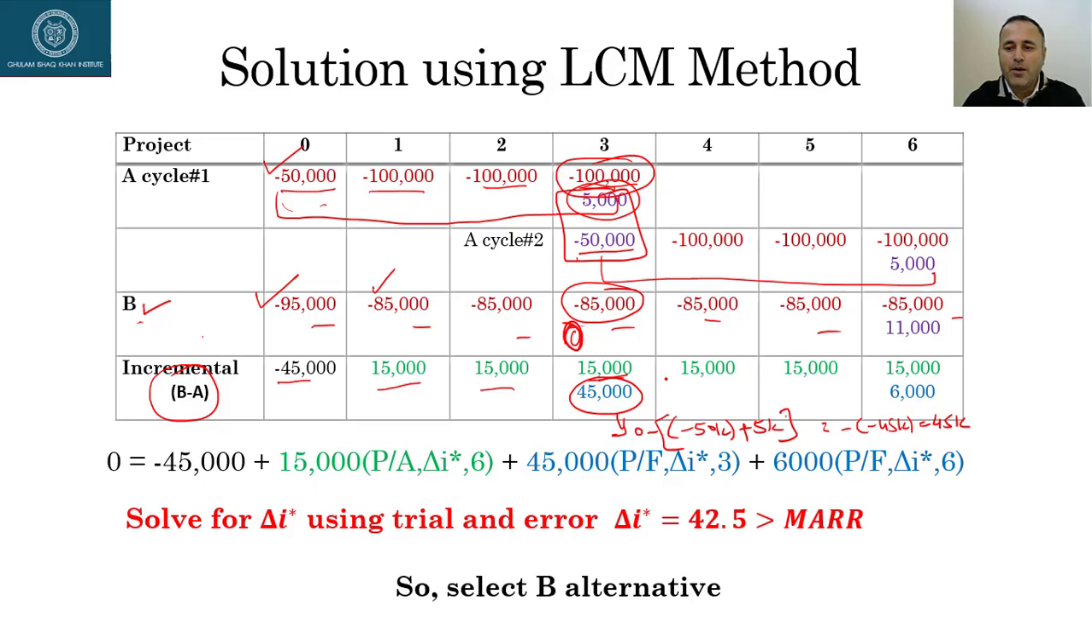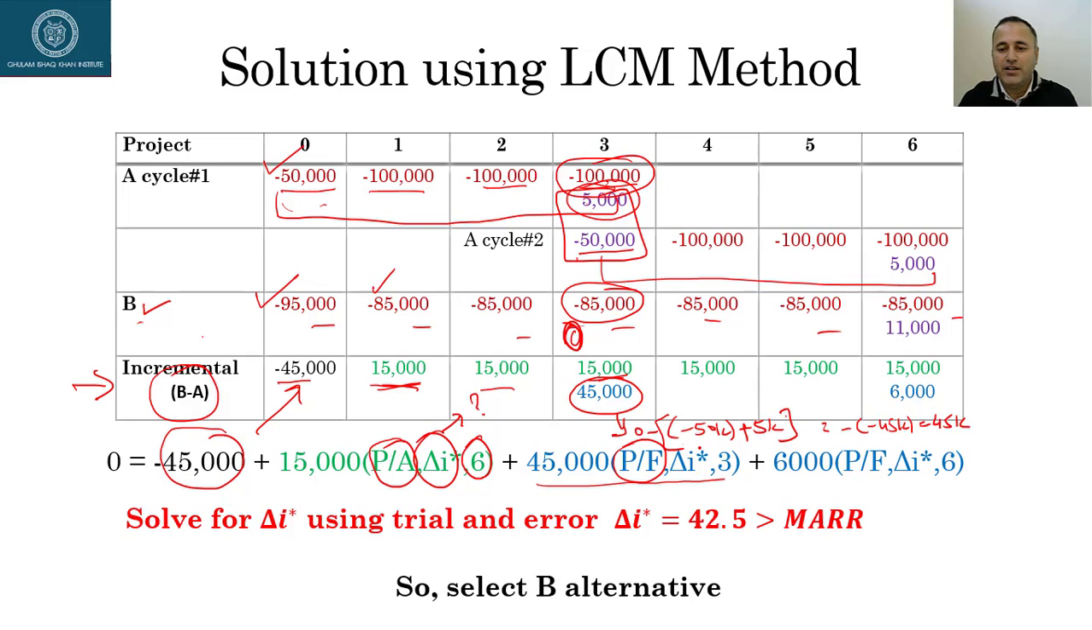You calculate the differences, but the reason I did it this way is that it's much easier to use the PA factor now. The present worth of this incremental cash flow is minus 45,000, from here, and this minus 15,000, which I multiply with the PA factor for 6 years. This delta I is unknown; this is what is required. Minus 45,000, and then I have to use a PF factor, delta I again is required, plus $6,000 PF delta I and 6 years.